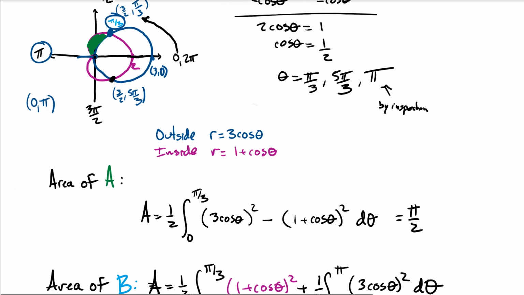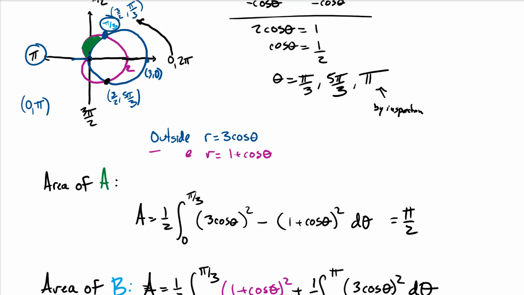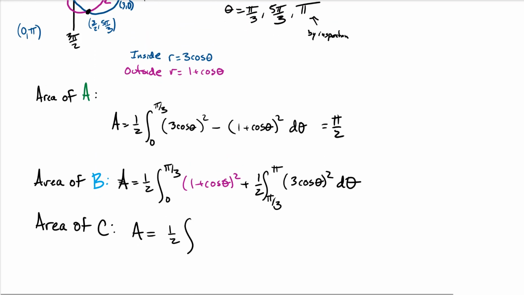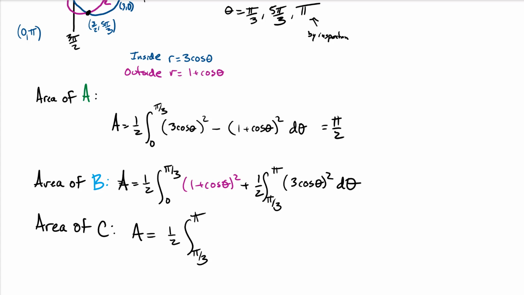So the outside function is now switched. We have our inside function now being the circle, and our outside being the cardioid. So we set it up. Same sort of game. A is equal to 1/2, but now we're only going from pi over 3 to pi. Our outside function is 1 plus cosine of theta, squared, minus our inside function, 3 cosine of theta, squared, d theta. Oops, why did I write my d theta there? I am not starting this over.